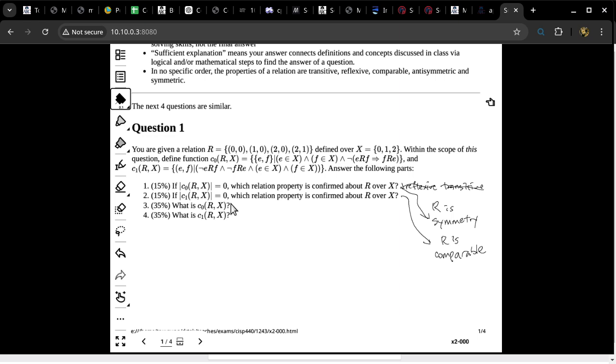A set. That is correct. The third option, because I'm asking about what is C0 applied to R and X. So you have to give me the entire set. Is that okay? So now the question is, what is the answer to this particular one? If I were to apply this R and this X to C0, how do I find the proper answer?